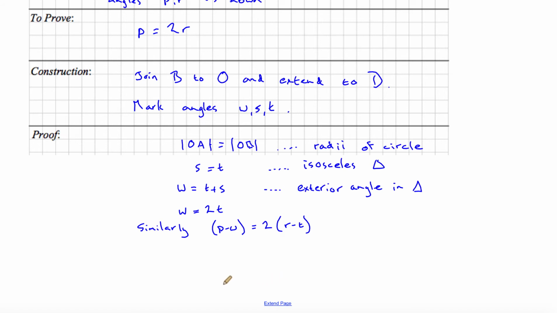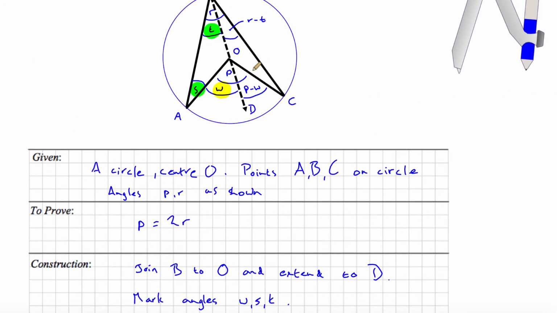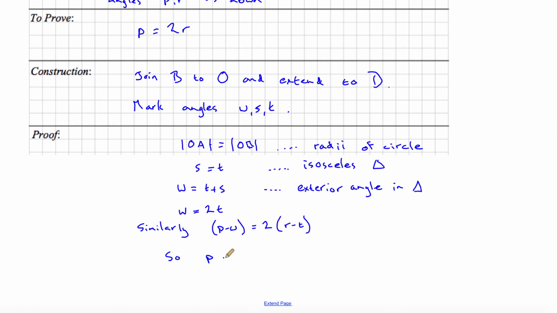So now that we know that, we can say that the angle P, which is this full angle here, is equal to the angle P minus W plus W. So the angle P here is equal to this one and this one together. That's obvious. So P is equal to P minus W plus W.